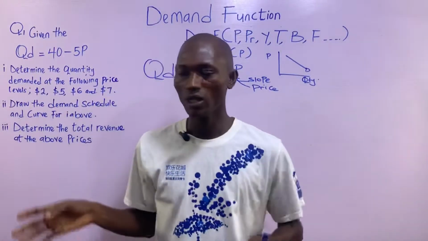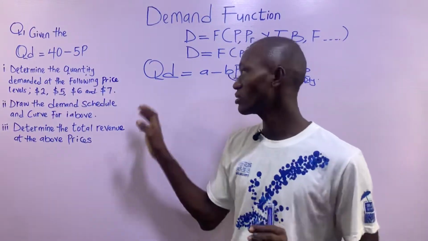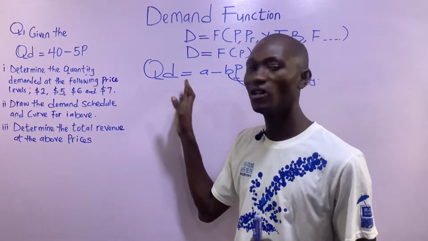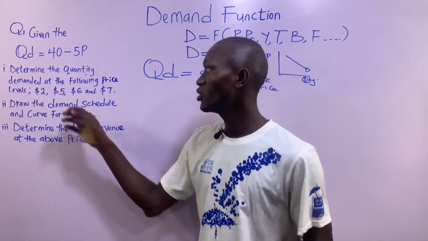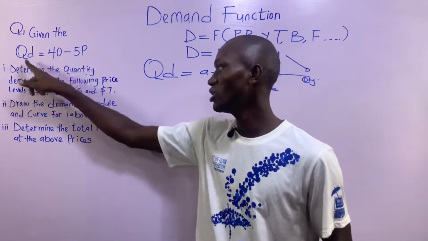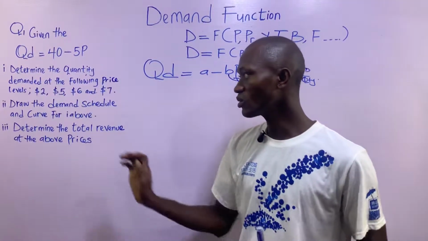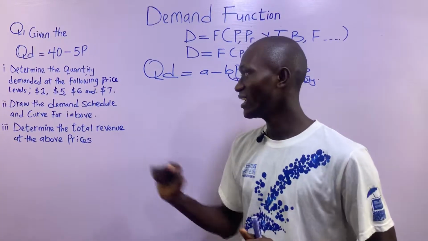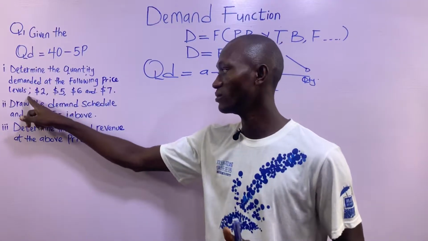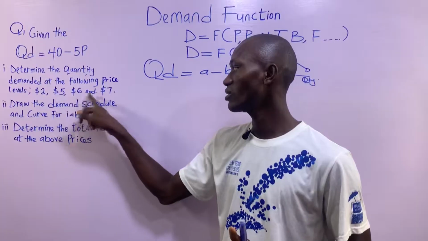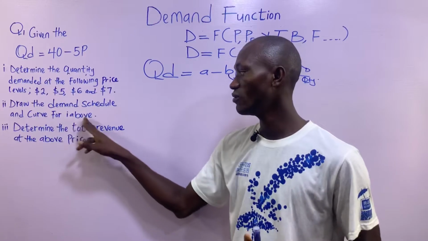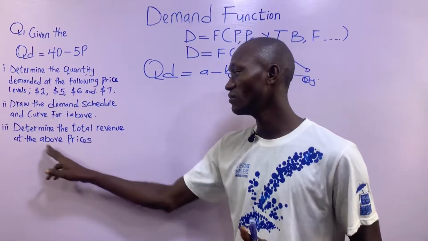We have a question that we're going to play with here to help us have a deeper understanding of the topic, the demand function. This is the demand function of a consumer: QD equals 40 minus 5p. Determine the quantity demanded at the following price levels: $2, $5, $6, $7. B, draw the demand schedule and curve for the above. Determine the total revenue at the above prices.